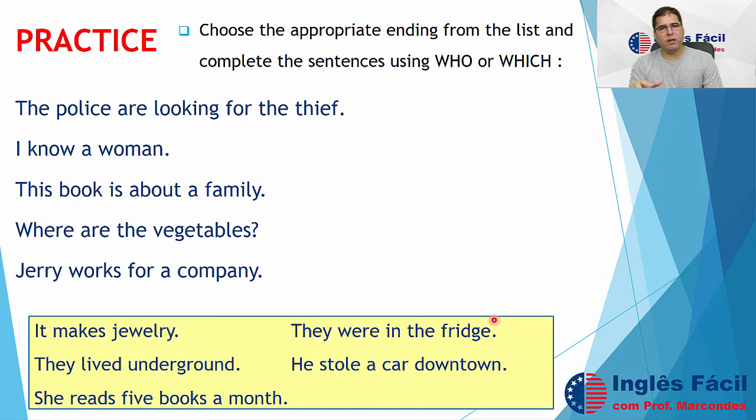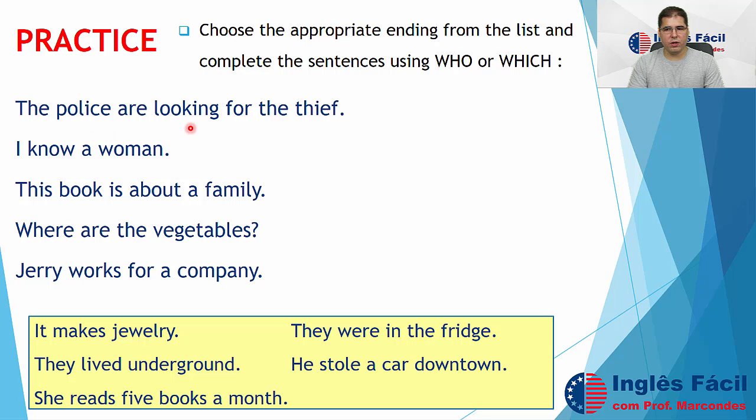Now, let's do a different exercise. Choose the appropriate ending from the list and complete the sentences using who or which. So we have a list of endings here, and we have to complete these sentences using, of course, either who or which, depending on if it's a thing or a person, right? So in these cases, I am asking you not to use that, okay? Of course, it's also possible to use that in these sentences, right? So let's begin with the first.